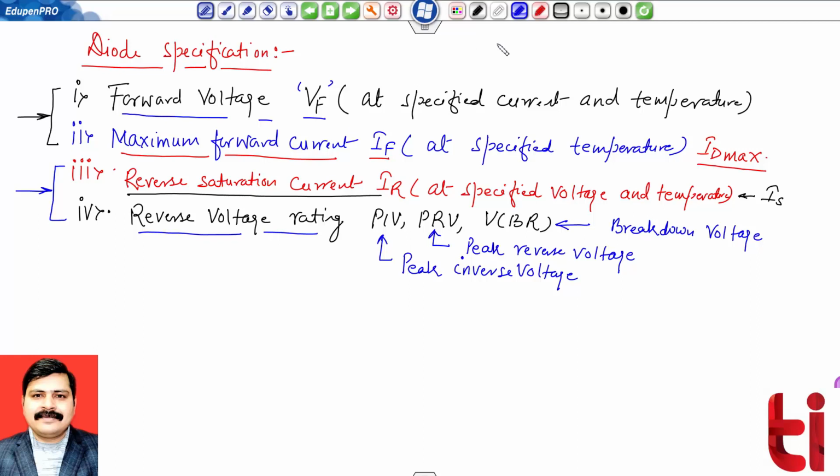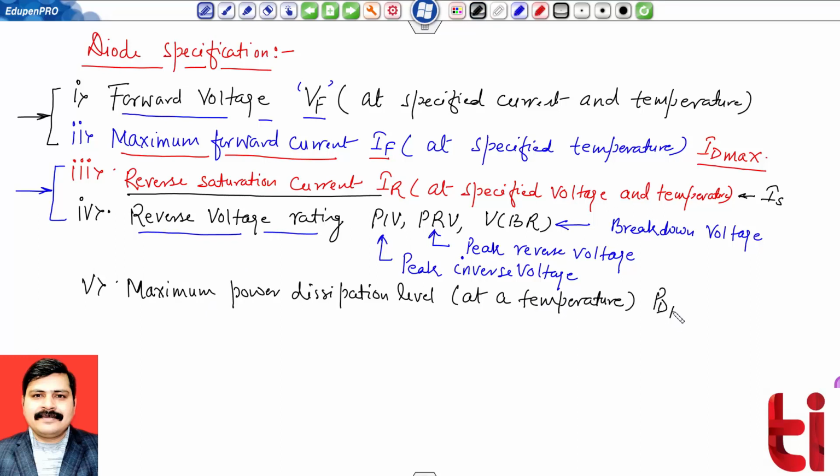The next specification over here is maximum power dissipation level, at a temperature it is required. In general, it is termed as PD max. At a particular temperature, we must know how much power a PN junction diode can dissipate or can handle safely. So it will be termed directly as VD into ID max.